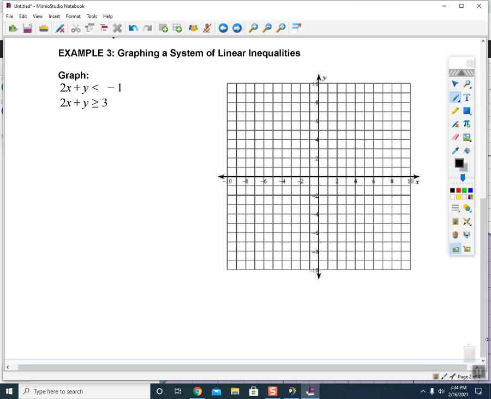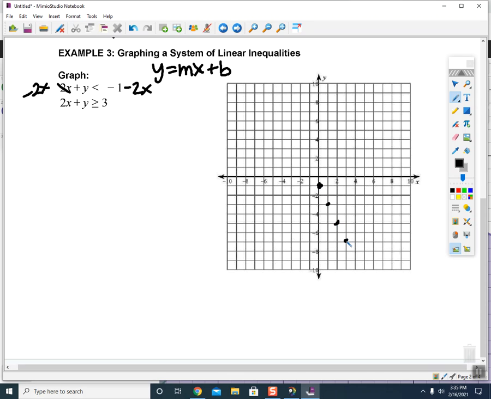This next one, so the easiest way that we can graph lines is when they're in slope-intercept form, right? y equals mx plus b. So the first step here is I would want to put these in slope-intercept form. So I'm going to subtract 2x from both sides of the first one. That means that I have y is less than negative 1 minus 2x. So my y-intercept is at negative 1. My slope is negative 2, so I'm going to go down 2 to the right 1.